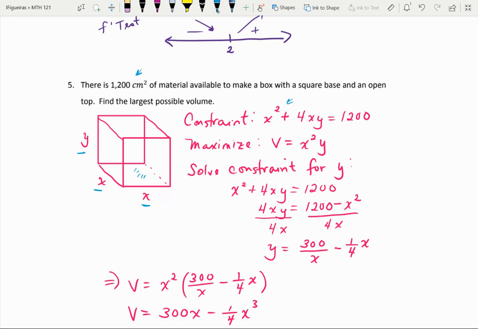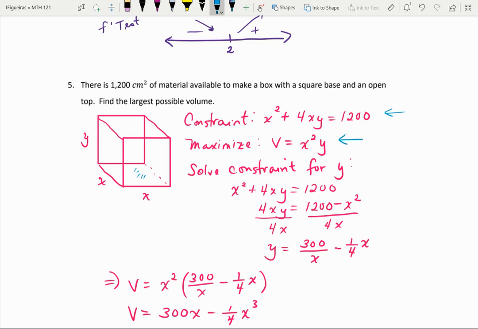The 4 sides that go around the box, well, those have dimensions of x and y. So it's xy 4 times. So that's why I have xy plus xy plus xy plus xy. Well, we write that as 4xy. And the sum of those areas is 1,200. So that's our constraint formula right here. You're being asked to maximize volume.